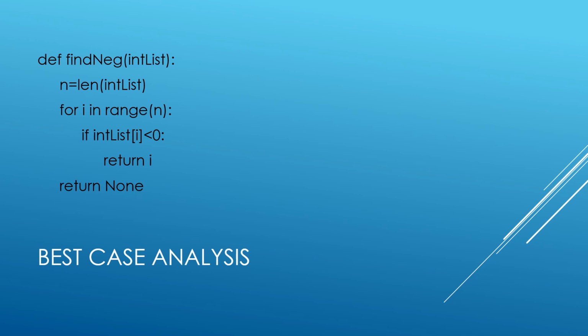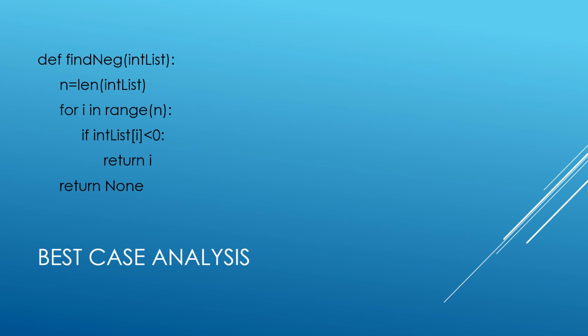Remember, the best case happens when the algorithm has to do the least amount of work. You can see that n equals len of int list is O(1) and it executes every time. The for loop iterates from 0 to n minus 1. Every time that you start executing this function, you have to enter the for loop. In the body of the for, we have an if condition. If the if condition is true, we move into the body of the if from where we exit the function.